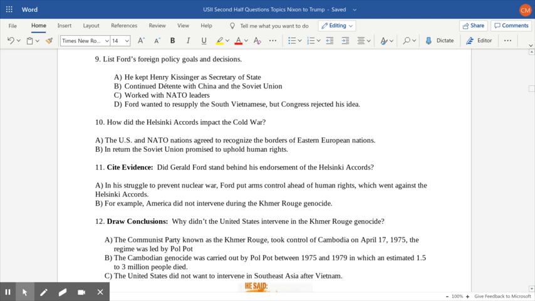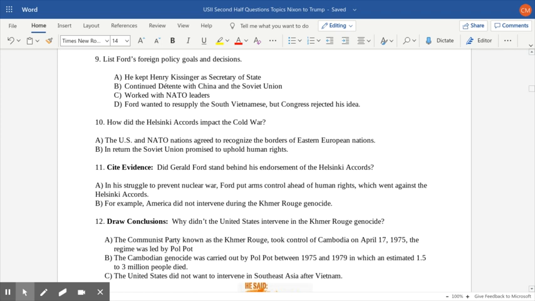Did Gerald Ford stand behind his endorsement of the Helsinki Accords? Well, Ford was struggling to ensure the safety of the planet. He wanted to prevent nuclear war at all costs. Ford put arms control in some ways ahead of human rights, which went against the Helsinki Accords. So he was prioritizing nuclear disarmament, or at least somewhat of a cutback, if possible, with the Soviet Union as our chief adversary during the Cold War. And he prioritized those Cold War policies at the expense of the human rights of many of the Soviet bloc countries.